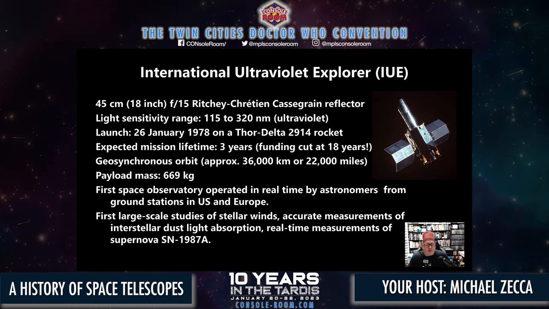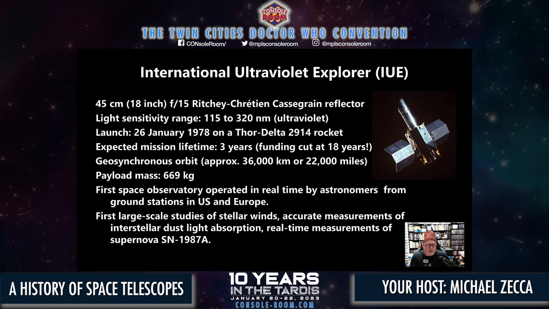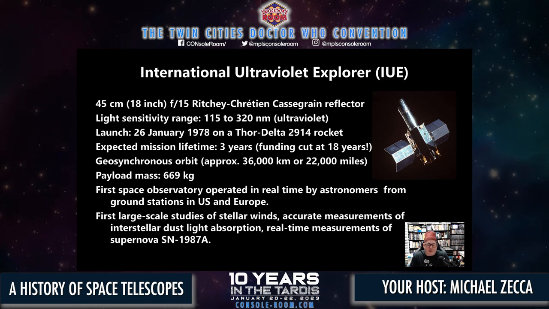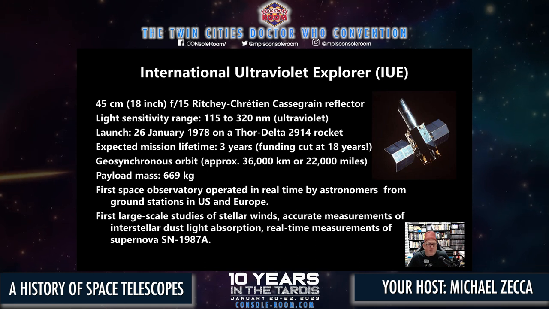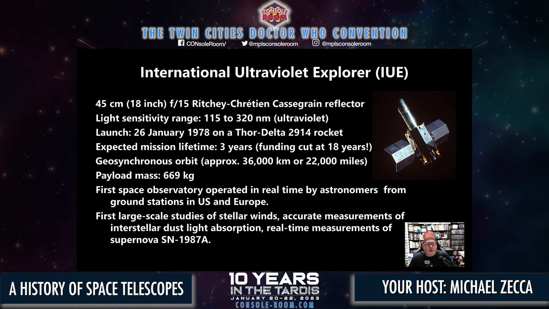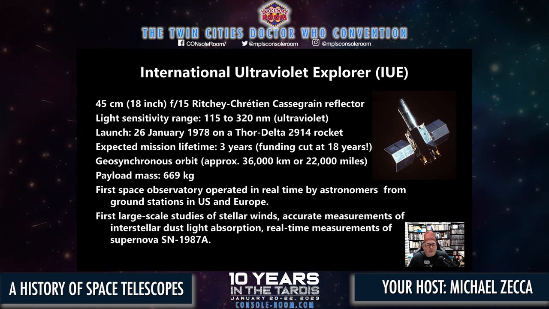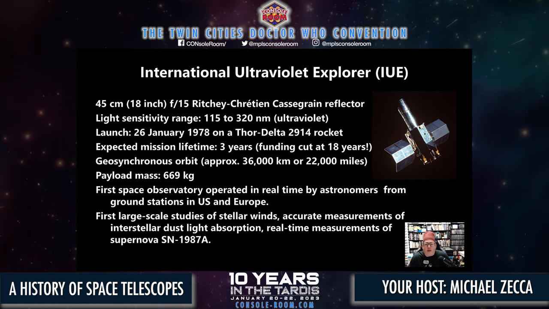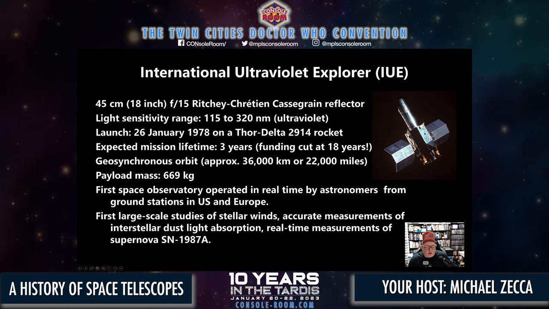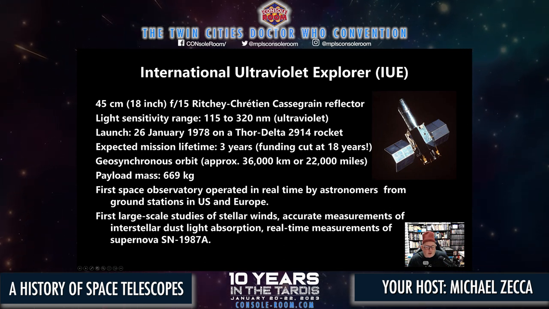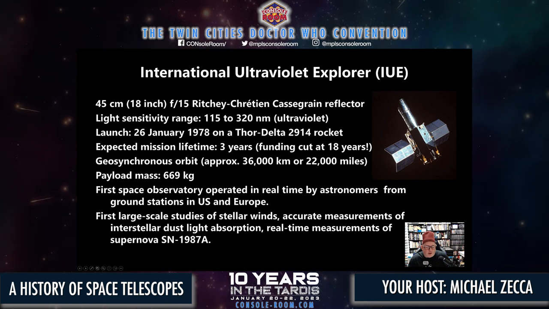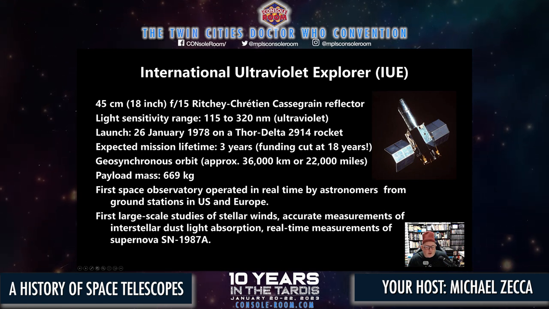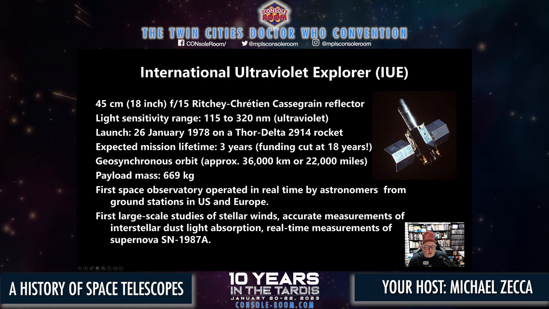So some of the key observations from International Ultraviolet Explorer were the first large-scale studies of stellar winds. That's like solar winds, but coming off of other stars. They also did some accurate measurements of interstellar dust and the light absorbed by it. And world kicker for me, in 1987, there was a supernova in a nearby galaxy that we've named SN1987A. And using the International Ultraviolet Explorer and other instruments like the Hubble Space Telescope later on, we've been able to watch in the subsequent days, months, years, what happens after a supernova in a star system and in the surrounding area around it, how other stars may start to form out of dust clouds because of it, and so on. So this is pretty cool.